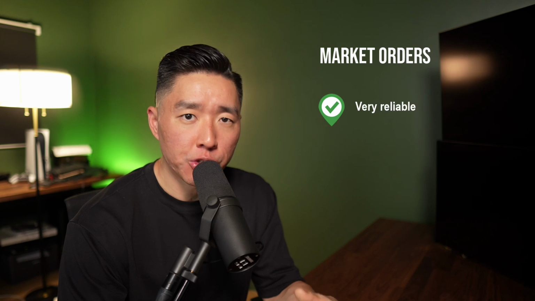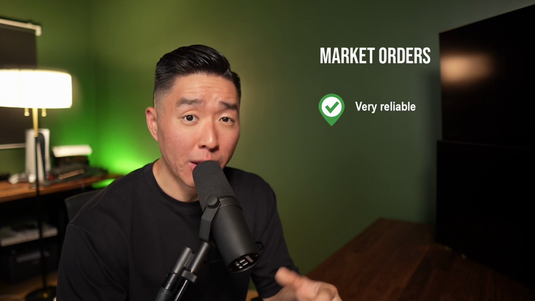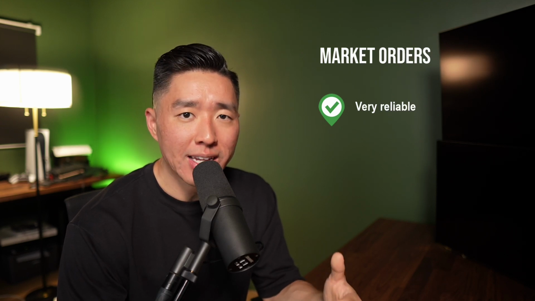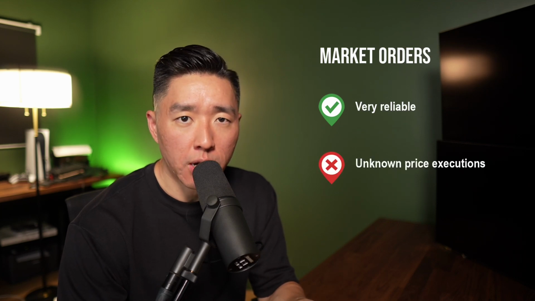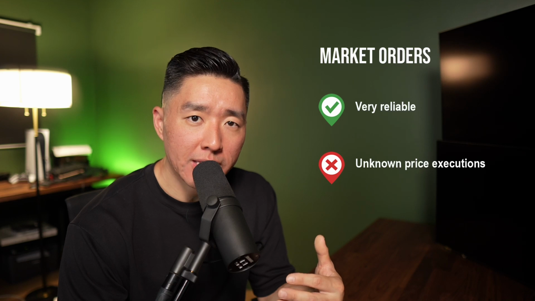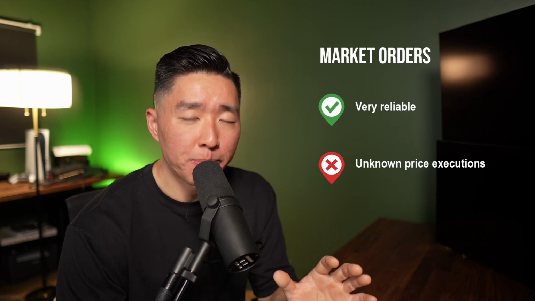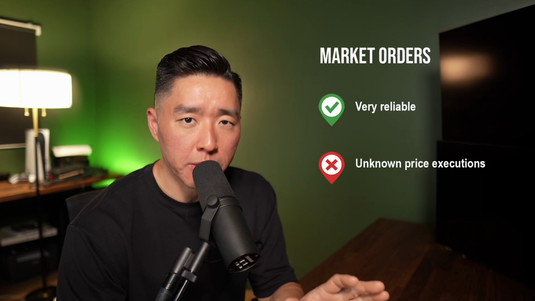So the pro of using a market order is that it's basically a sure thing. It's very reliable that I will get these 100 shares. I can expect the order to do what I want. But the con is that I don't know at what cost. So even though it'll try to fill me at the best price available, there's a big question mark on what I'll end up actually paying.